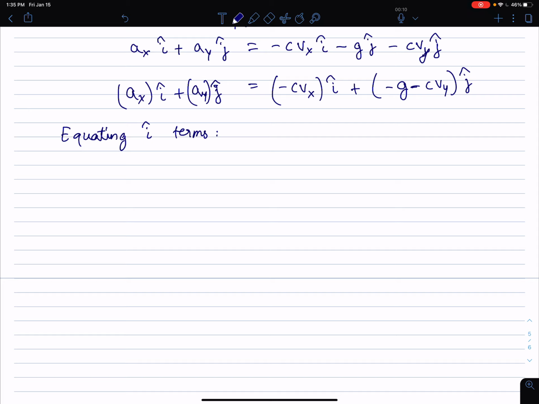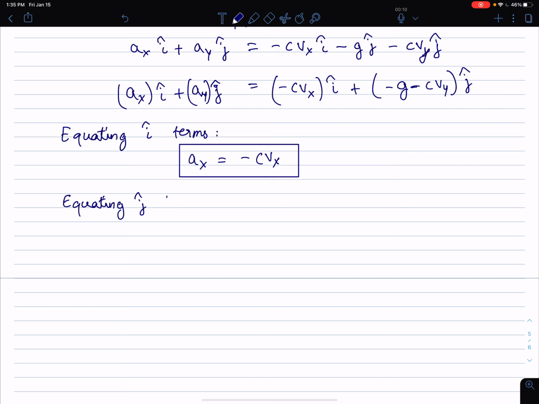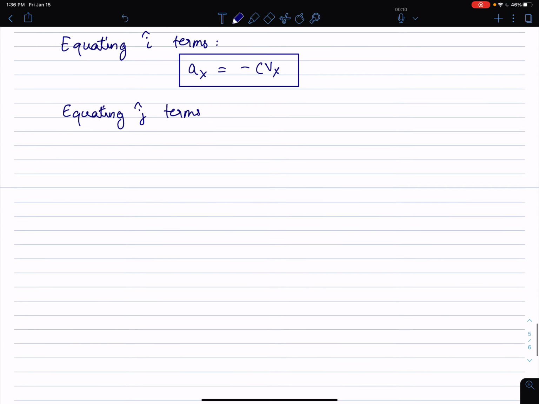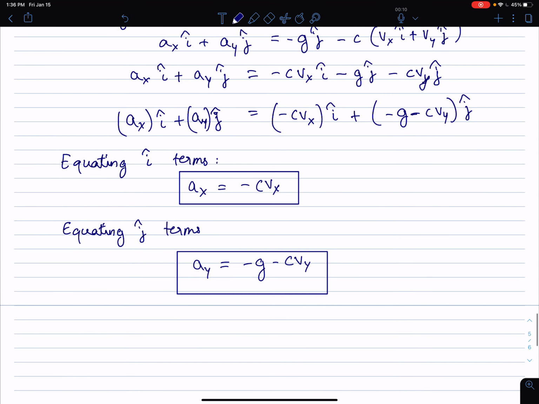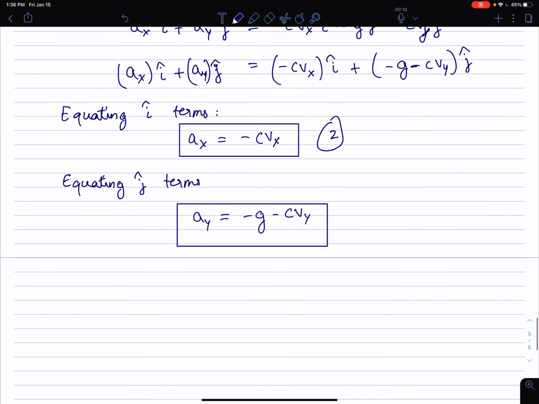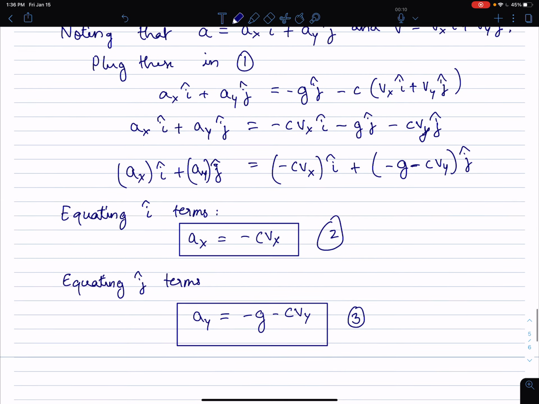This is something you will be doing over and over again throughout the course, basically equating like terms. We get this equation, and then equating the j terms, we get this equation. So these are now the scalar equations that we can try to integrate.